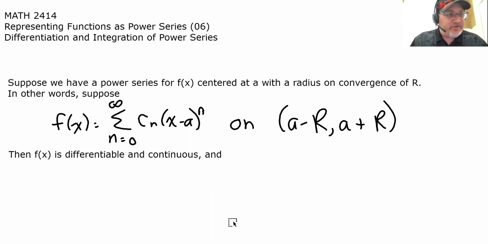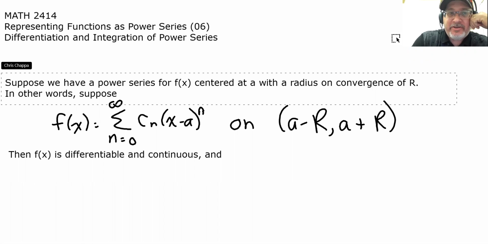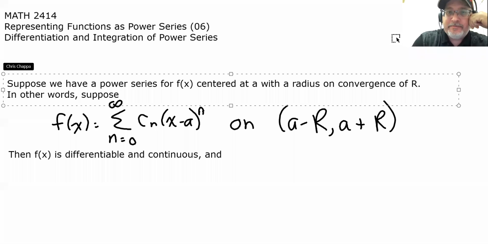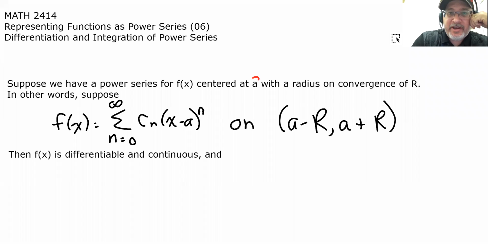We're getting to the end of this section soon. It explains why we're doing all of this. Spoiler alert, because not all functions are integrable, but all polynomials are. Suppose we have a power series for f of x centered at a with the radius of convergence of R.